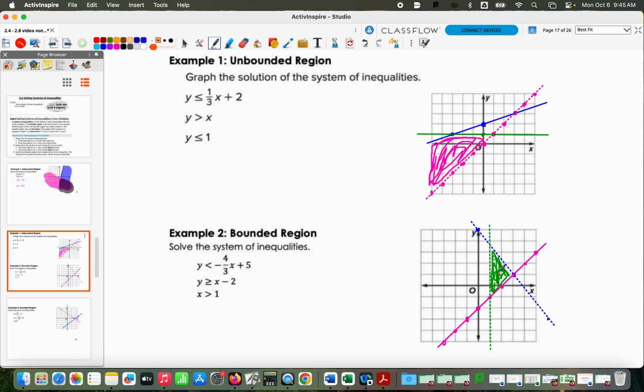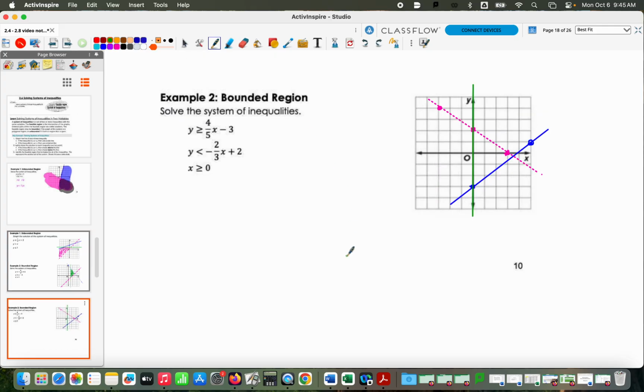Only these answers work. Feel free again, by the way, I should mention this, to pause it and try these yourselves. I'm just going to run through them though. So this one starts at -3, up 4/5, puts me here, solid line, everything greater, so I know it's going to be above this line here. My next one starts at 2, goes down 2/3, down 2/3, it's a dashed line, less than, so I know I'm looking at everything in this section so far.